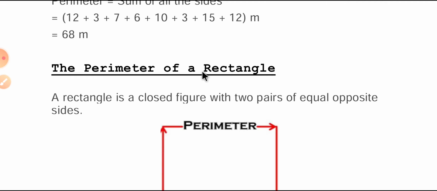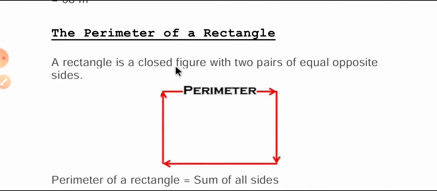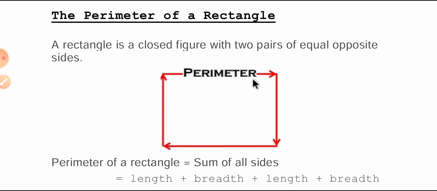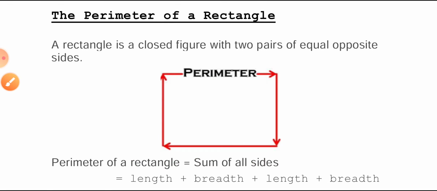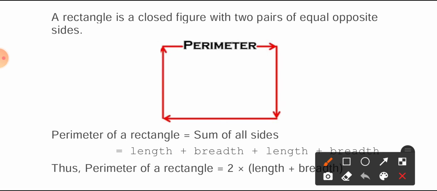Then you'll see the perimeter of rectangle and square in this chapter. So what is a rectangle? A rectangle is a closed figure with two pairs of equal opposite sides. Means in a rectangle these two sides are equal and these two opposite sides are equal. So perimeter of rectangle means sum of all sides. So which is the length here? Here we have to see its length and breadth.